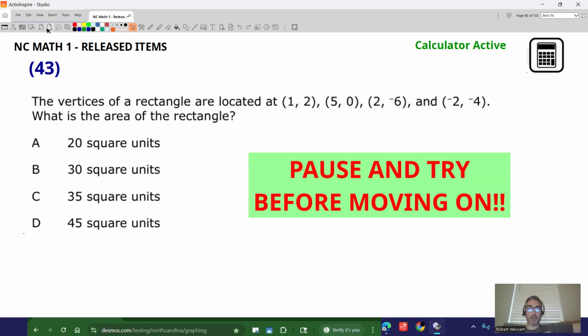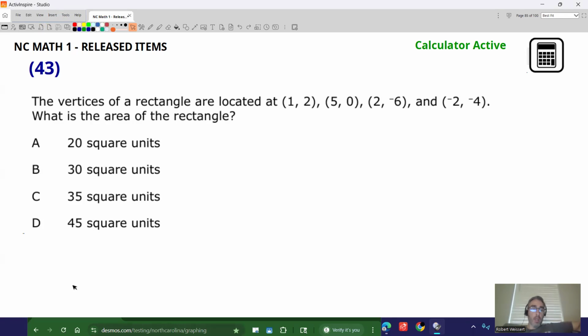Well, as always, you should pause and try this one on your own. Get some graph paper out or Desmos, excuse me, and see if you can figure it out. All right, we're going to go over this one now in 3, 2, 1.